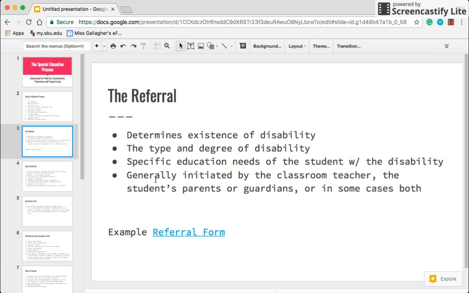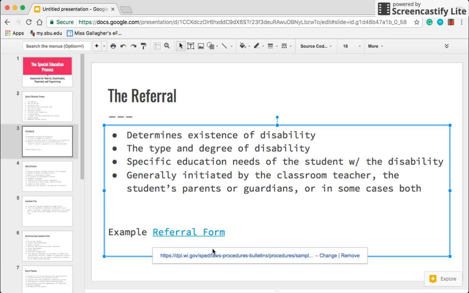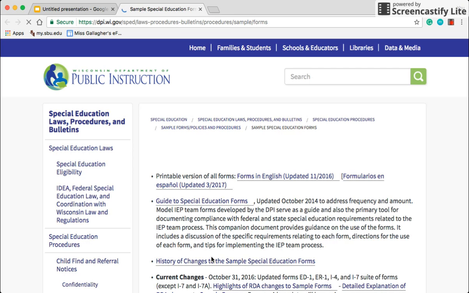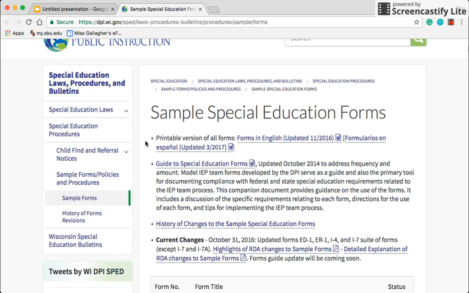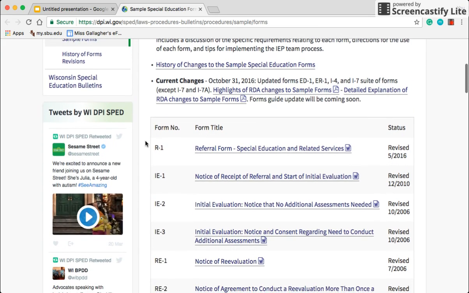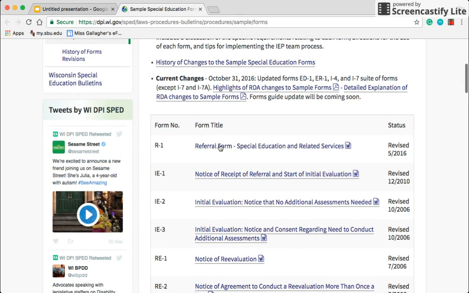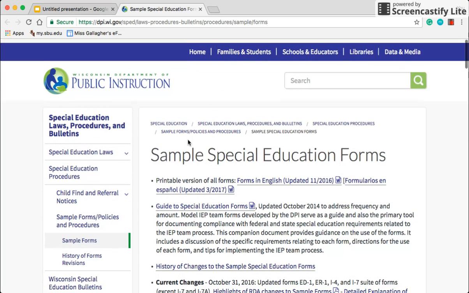I attached an example of a referral form. If I click on the link, it takes me to a website that I found called Wisconsin Department of Public Instruction. It just has sample special education forms. If you scroll down a little bit, the first one I had looked at was the referral form, and it's just a form that kind of looks like one that's in our book.